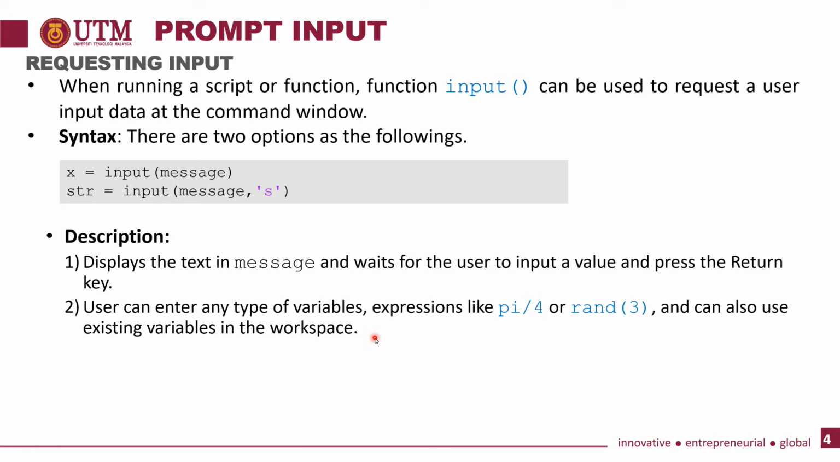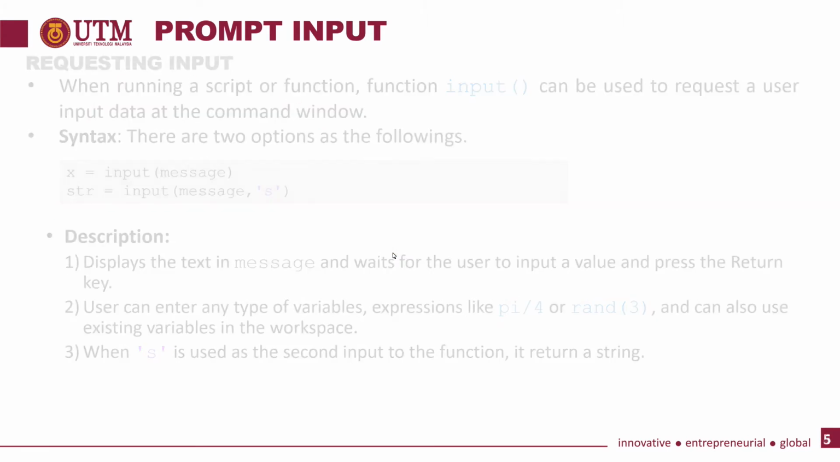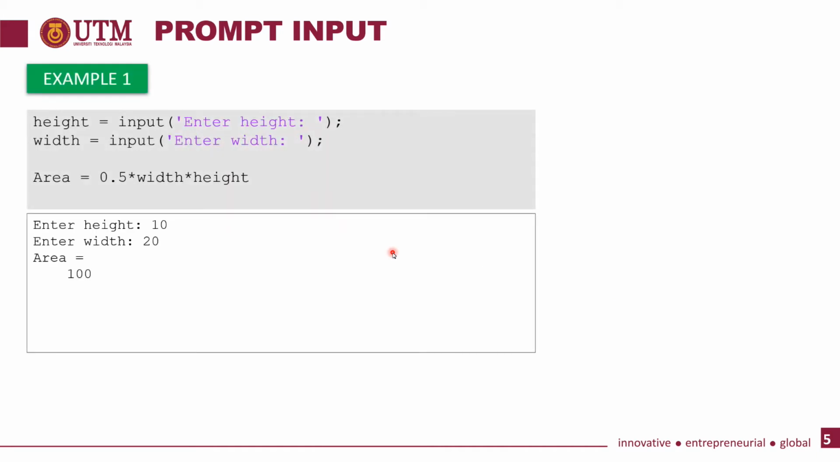So the data that the users can input inside your function can be any type of variable. When s is used as the second input to the function, it returns the input as a string. So whatever input is given by the users, it will be converted into a string when this type of command is used to request an input from the users. All right, let's take a look at the first example.